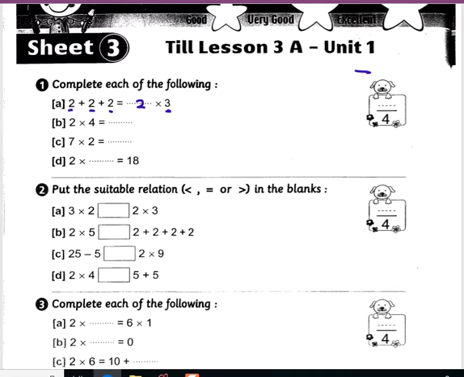2 times 4 equals 4 plus 4, since 2 is repeated 4 times, and 4 plus 4 equals 8. So 2 times 4 equals 8. Next, 7 times 2. The meaning of 7 times 2 here is 7 plus 7, and 7 plus 7 equals 14. So here we write 14.